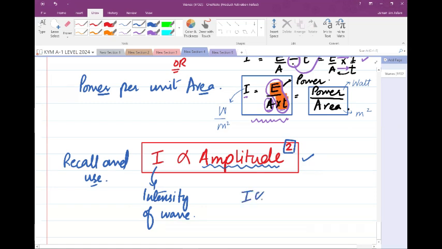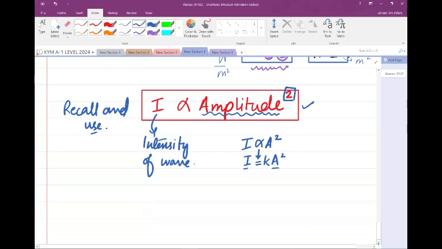Intensity is directly proportional to amplitude square. This direct proportionality becomes an equal to, and then a constant k is introduced in it. I is the intensity and A will be the amplitude square. So this forms an equation of the intensity with the amplitude square.